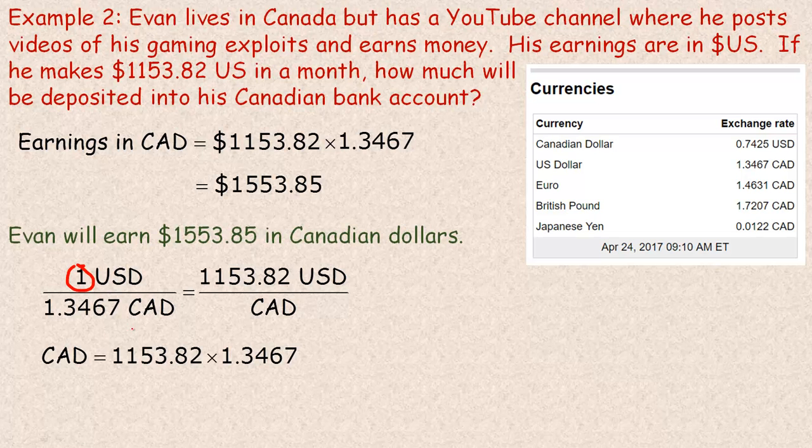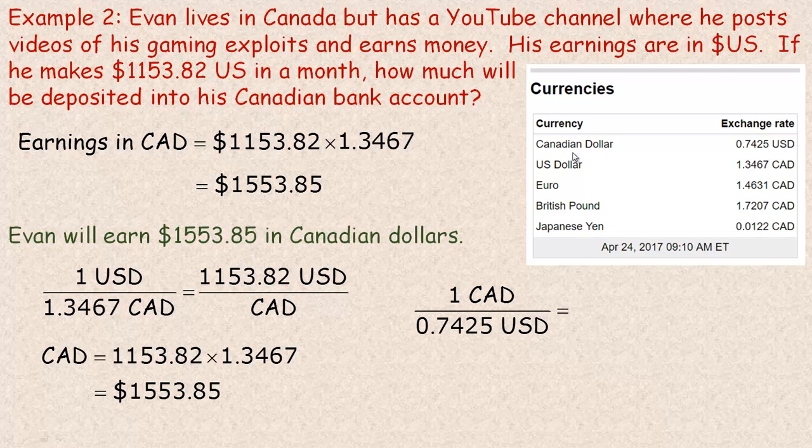Because this is a 1, I don't actually have to worry about dividing by 1, because dividing by 1 works out to the same thing. So that's why I don't bother putting the 1 there, but you could. So this is actually exactly the same calculation you did here to get the 1553.85. So using that, that's another way to find that 1553.85.